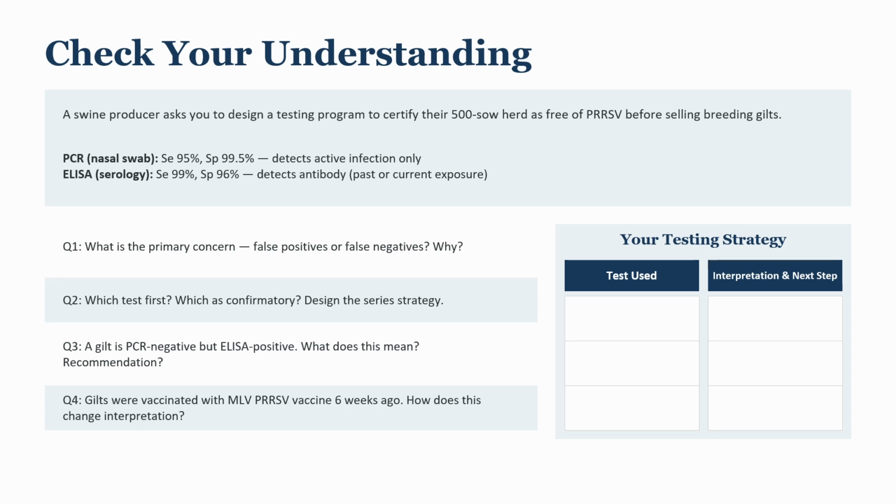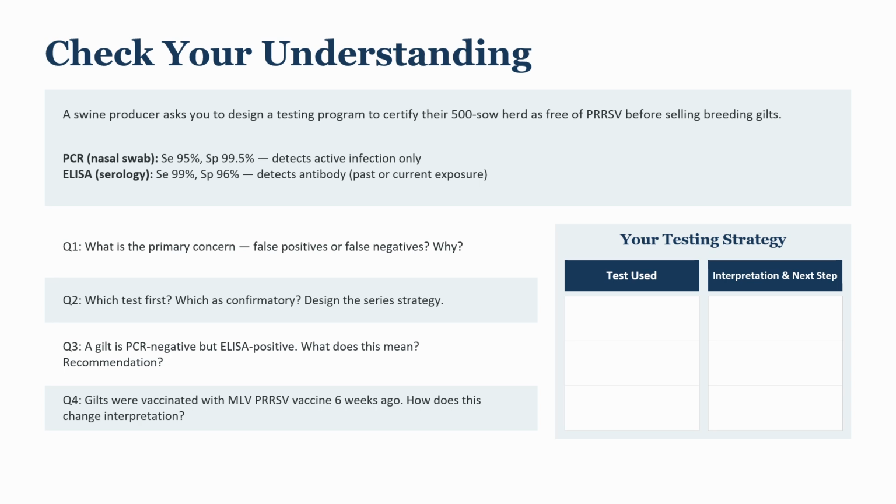Question 3. PCR negative, ELISA positive most likely indicates past exposure with resolved infection. The animal mounted an antibody response, ELISA positive, but is no longer actively shedding virus, PCR negative. This animal is not currently infectious, but has been exposed. In a strict certification program, this animal would typically be excluded from sale to a PRRSV naive herd, even without active infection, because the antibody positive status indicates the herd has had PRRSV circulation. However, if the destination herd is already PRRSV positive, this animal may be acceptable. The recommendation depends entirely on the destination herd status.